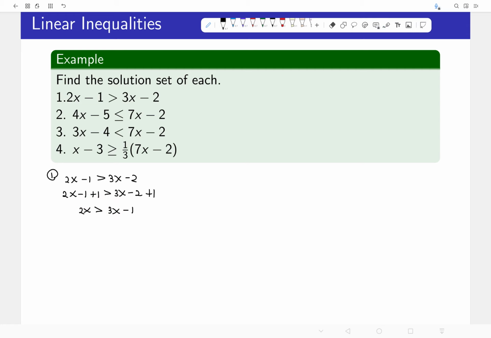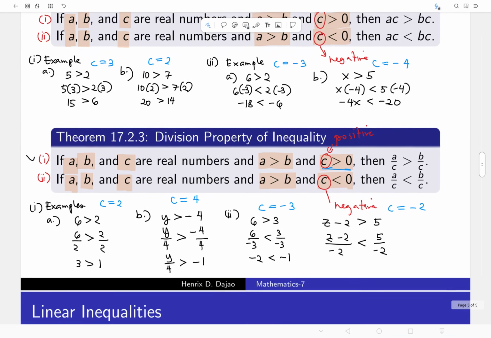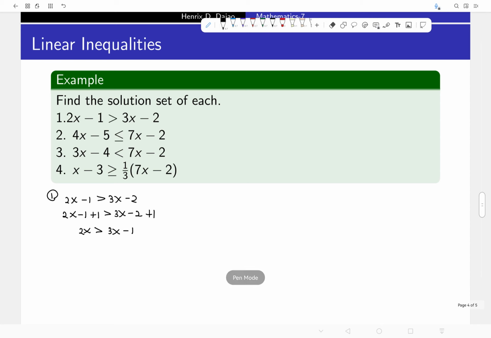Now to do that, we're going to apply the subtraction property of inequality. So we're going to subtract both sides by 3x. So 2x minus 3x is greater than 3x minus 1 minus 3x. So simplifying the left side of the inequality, this becomes negative 1x or negative x. It's greater than. This will become 3x minus 3x, that's 0. So you're left with negative 1.